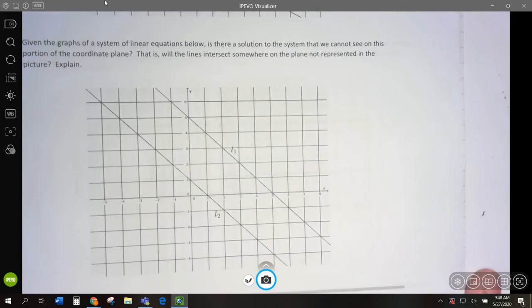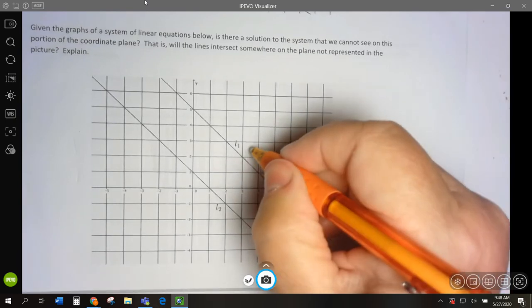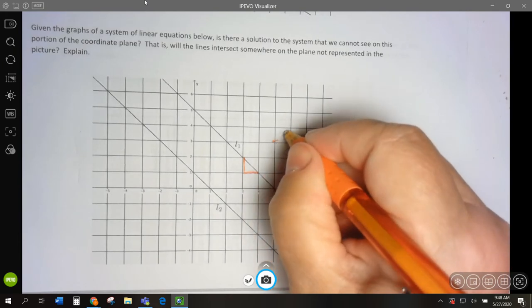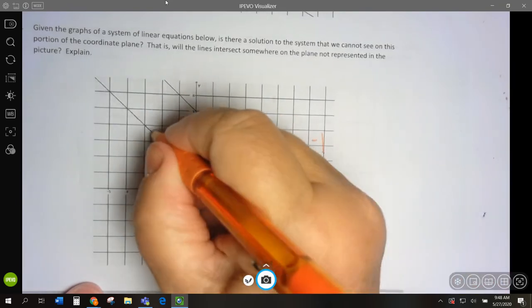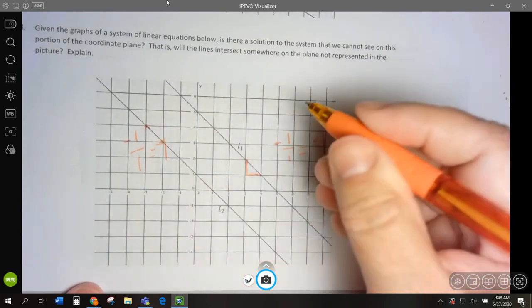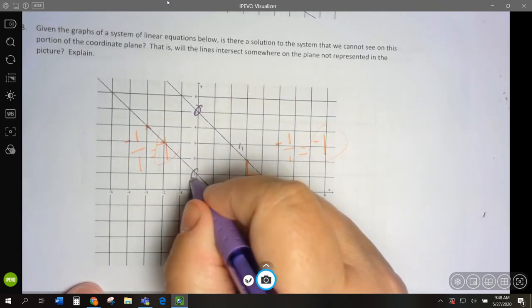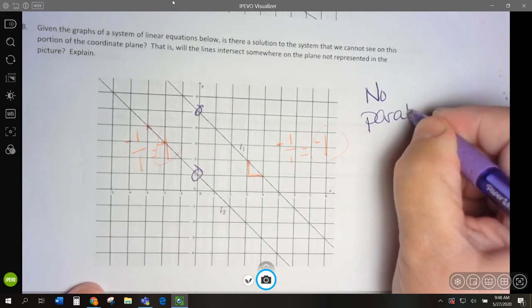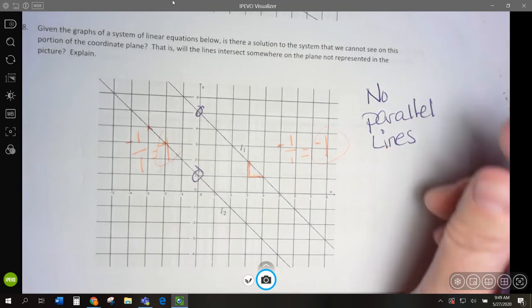Number 8. They look parallel, but let's be sure. Sometimes looks are deceiving. This is going to have a slope of negative 1 over 1, which is negative 1. And this is going to have a slope of negative 1 over 1, negative 1, right? So they have the same slope, and they also have different y-intercepts. So they're parallel. Is this going to have a solution? No, because parallel lines will never cross, and since they won't cross, we won't have a solution.